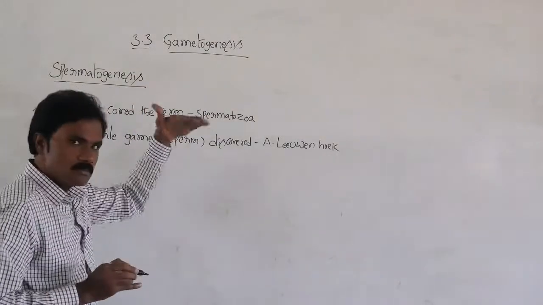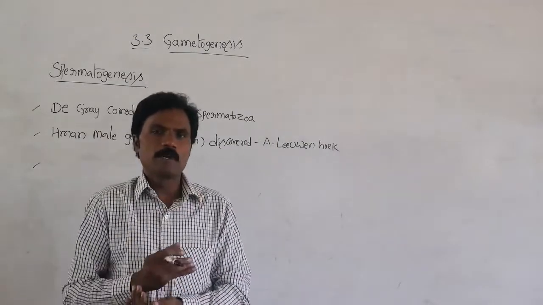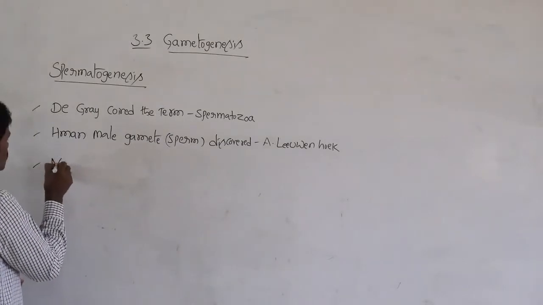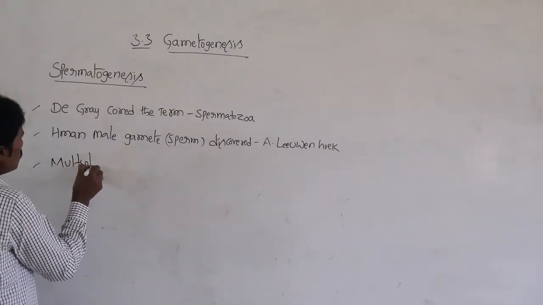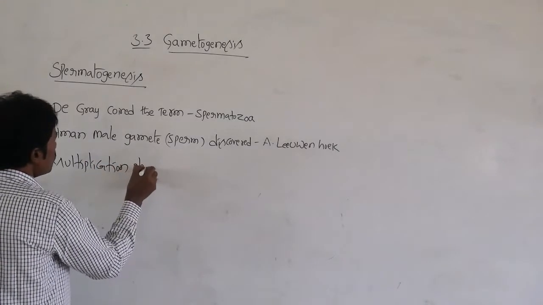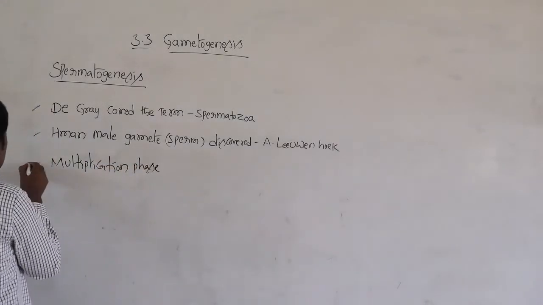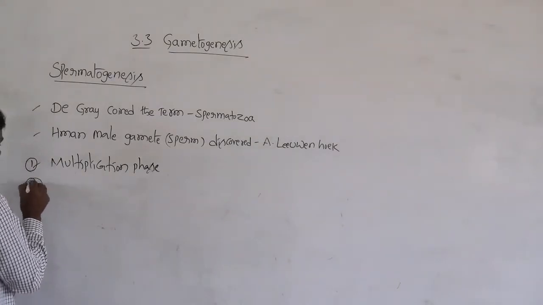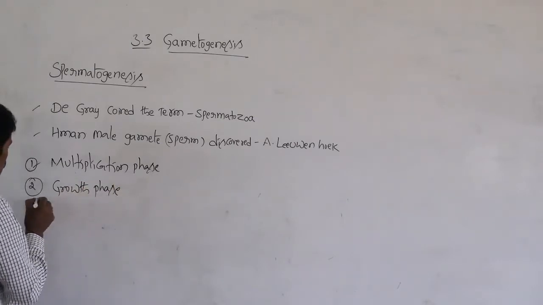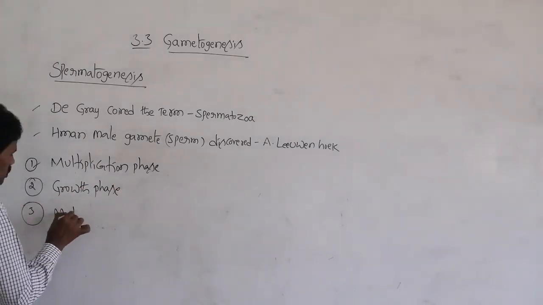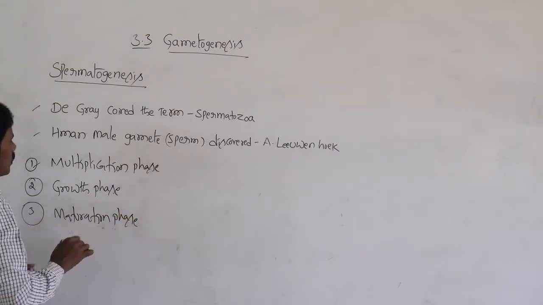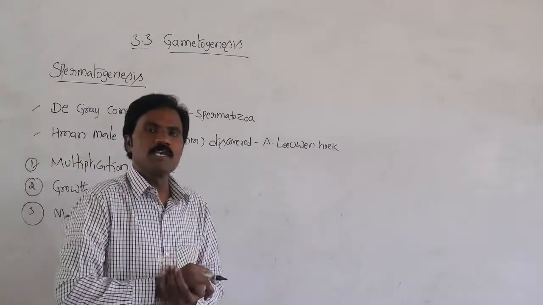In this process there are particular phases. What is the first phase? First phase, multiplication phase. Second phase, growth phase. The third phase, maturation phase. The first one, multiplication phase.